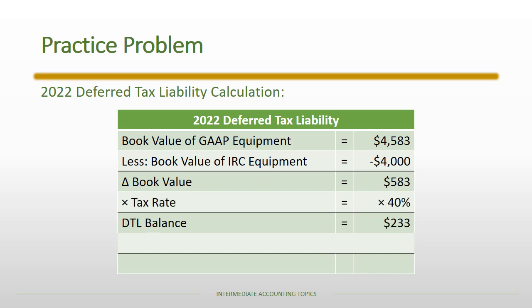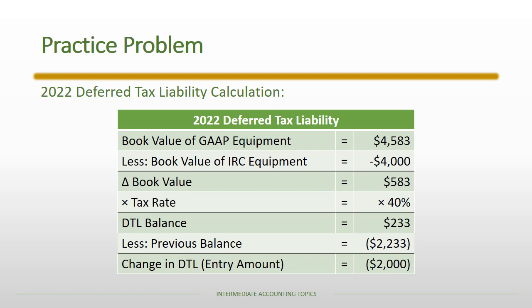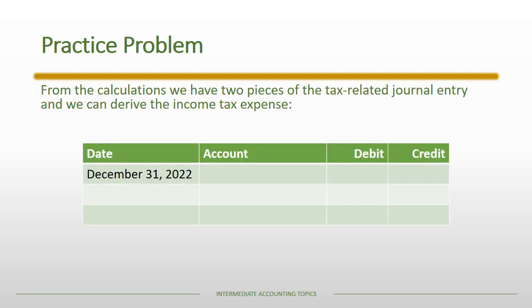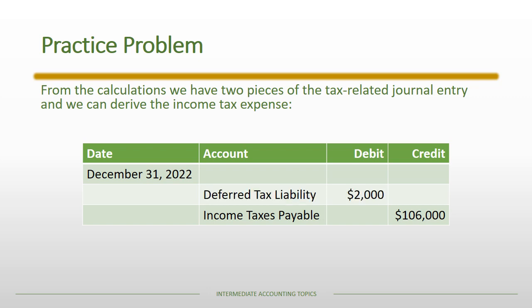We apply the tax rate to get a deferred tax liability balance. We compare it to a previous balance. We can see that it decreased again by $2,000. Getting to our journal entry, we start with our income taxes payable, the decrease in the deferred tax liability, and from there we get our income tax expense.